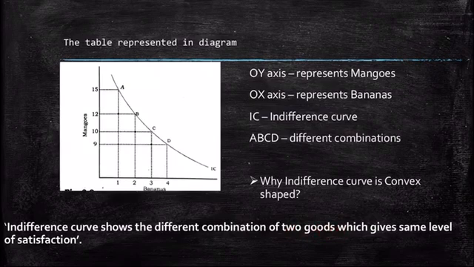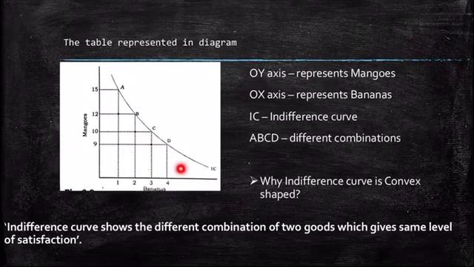As long as a consumer is staying in the same indifference curve, his level of satisfaction will be the same. It doesn't matter which combination he is moving to. All the combinations which lie on the same indifference curve give him the same level of satisfaction.